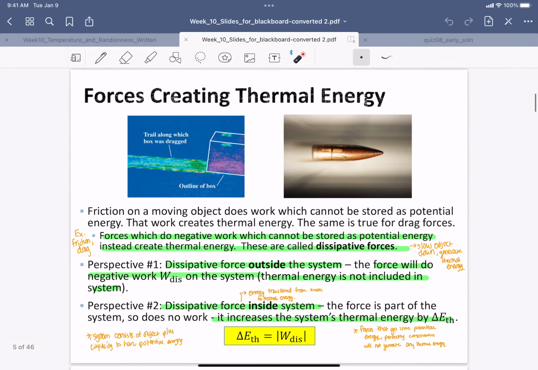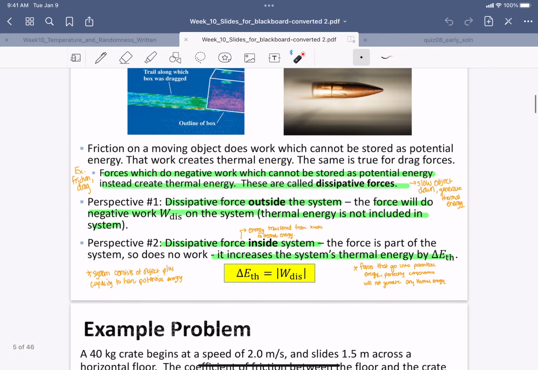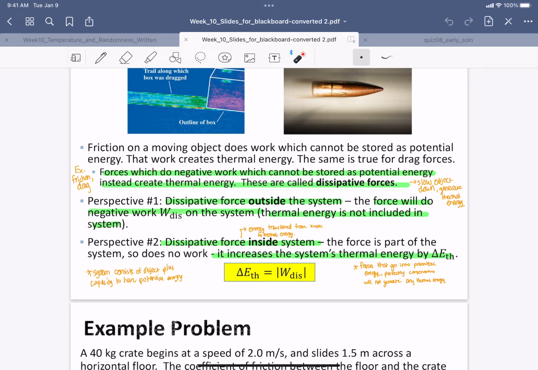Okay, so forces creating thermal energy. Friction is what we call a dissipative force, right? So it'll create thermal energy in a way. If you know how you sometimes get carpet burn, that's thermal energy generated as well, because that's friction between you and the carpet. So friction is a dissipative force because it'll do negative work, and that negative work is not able to be stored as potential energy, and it'll just go into thermal. So your thermal energy is just the work from friction most of the time.